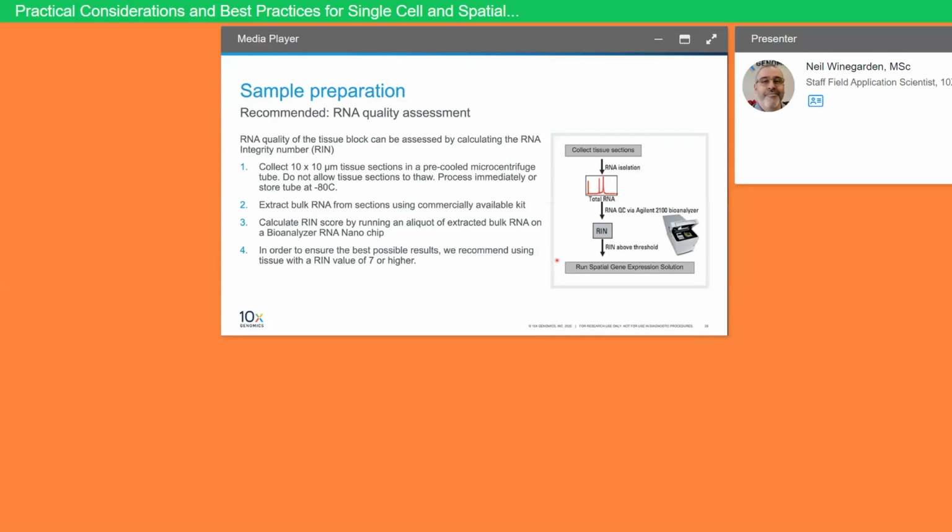With spatial transcriptomics approaches, we highly recommend performing an RNA integrity assessment, obtaining the RIN value or RNA integrity number. This helps to ensure that the sample has been optimally stored to ensure good quality libraries can be produced. Again, our tissue preparation guide provides details on how to do this. In general, we found that RIN values of 7 or higher are associated with a high degree of success.